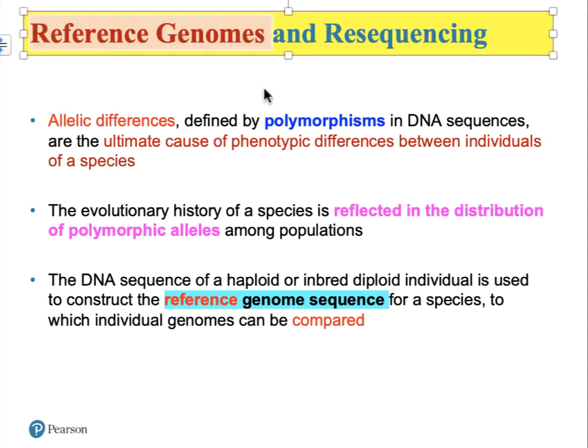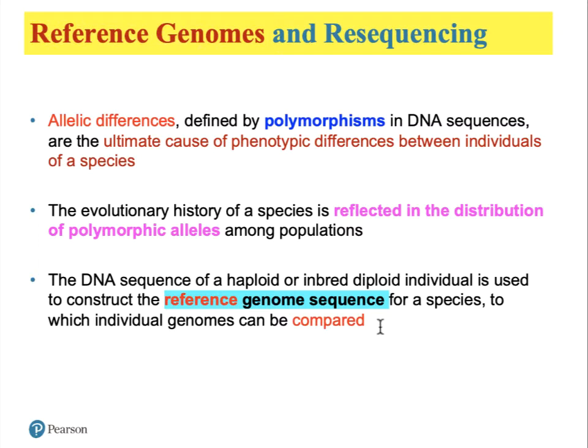Reference genomes are genomes of a single individual, either haploid or diploid, that are sequenced, and their DNA profile is the gold standard for that species. Any differences, such as polymorphisms between individuals, are then aligned with the reference sequence to be determined. So the evolutionary history of a species is reflected within those polymorphic alleles within the population being studied.